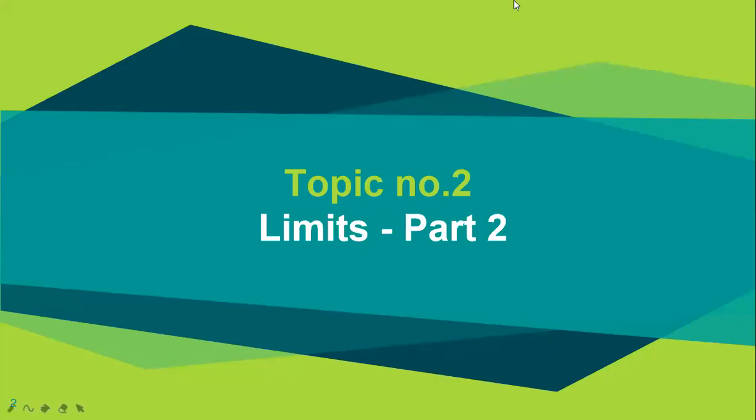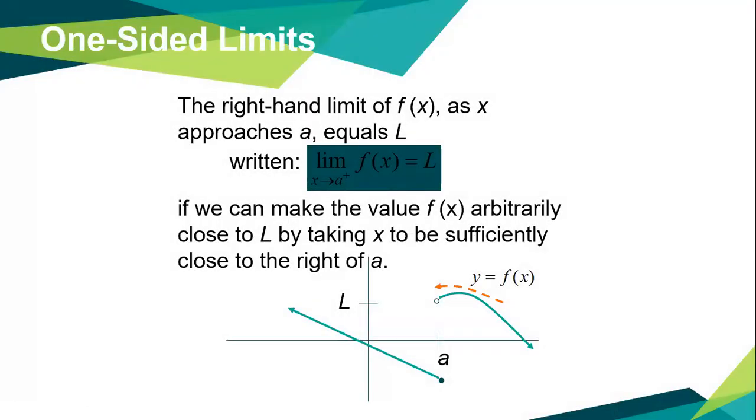Hello, good day everyone. So now we are on part two of our topic number two, which is about limits. Now we are going to discuss one-sided limits, infinity or infinite limits, and asymptotes. So, one-sided limits. There are two types of one-sided limits: the right-hand limit of a function and the left-hand limit of a function.